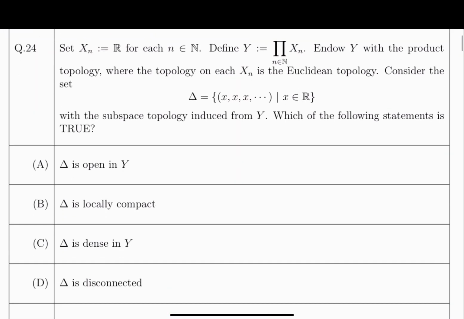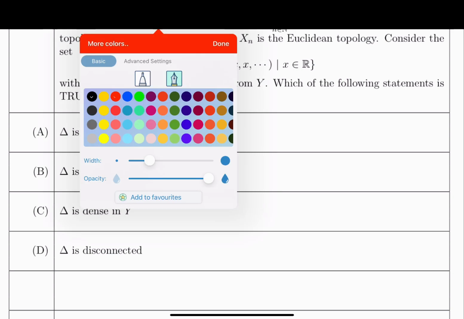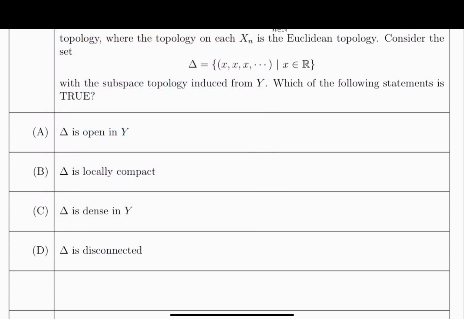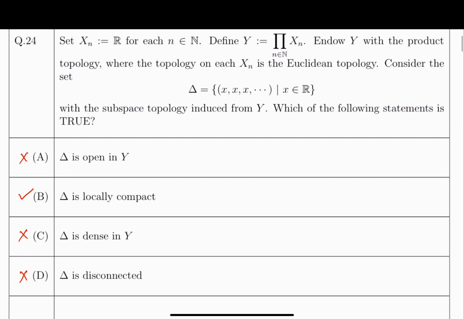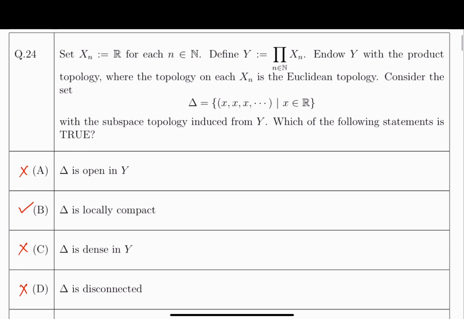Right? So therefore what we have got: delta is open, this is not open, so A is false. Delta is locally compact, it's true. Delta is dense in Y, it's not true. Delta is disconnected, it is also not true. So only B is true, that this diagonal set delta is locally compact. Okay.